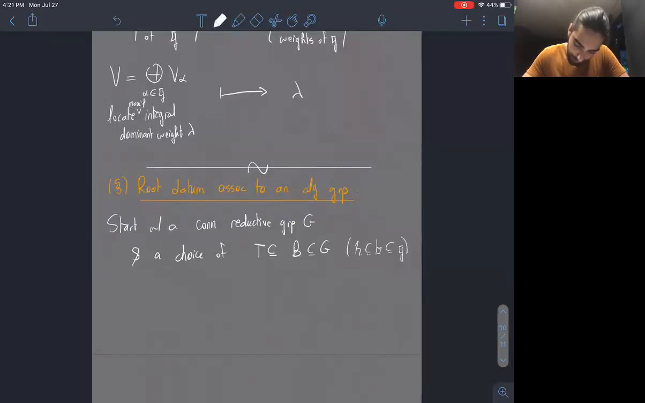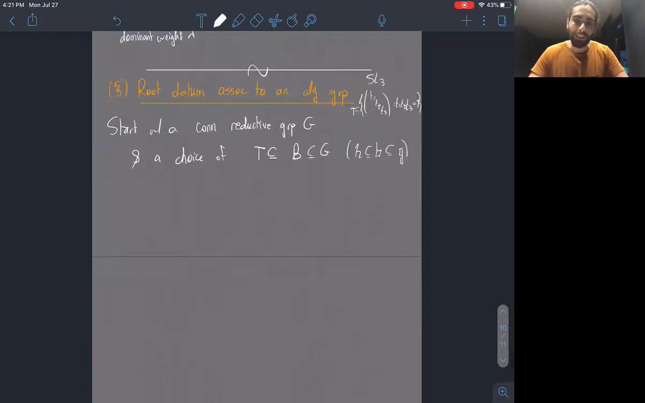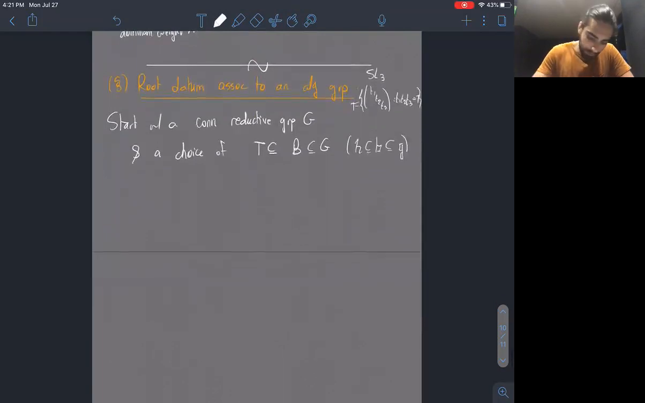And again, you can think of SL3 here. This time, the torus will be elements with determinant 1. So we need the product of these three things to be 1. So that's the torus. And the Borel will still be upper triangular matrices.